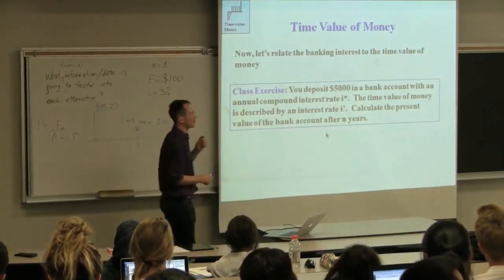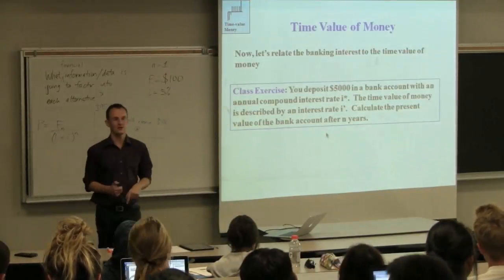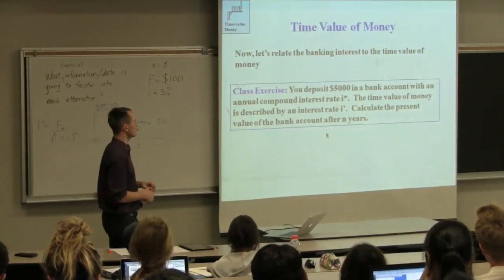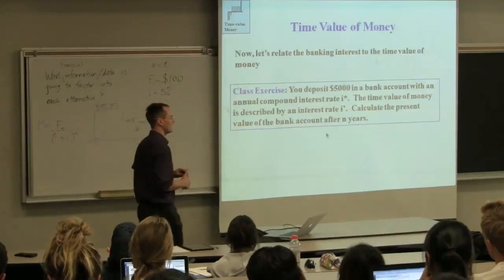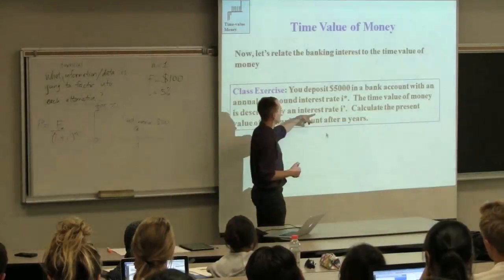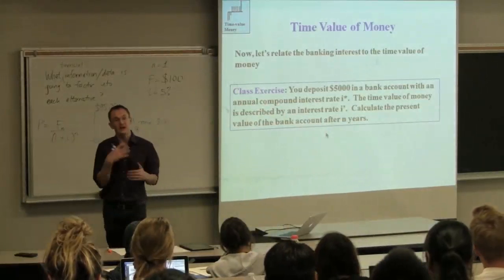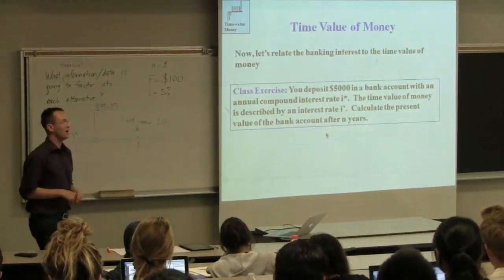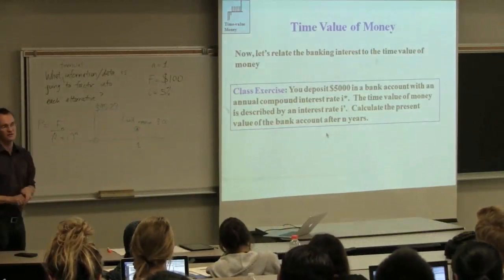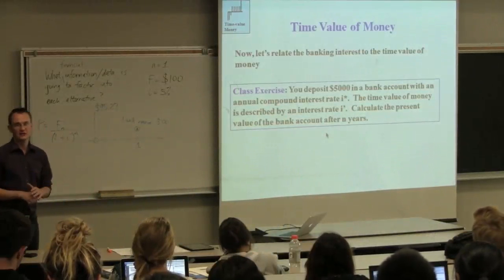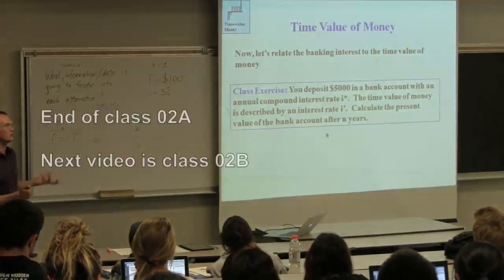So calculate the present value of that $5,000 in your account after n years. So do the symbolic leap and calculate what that $5,000 is going to be worth. It's a cumulative compound interest that's grown on that $5,000, but also take the time value of money into account and calculate for me in a single equation what the present value is.